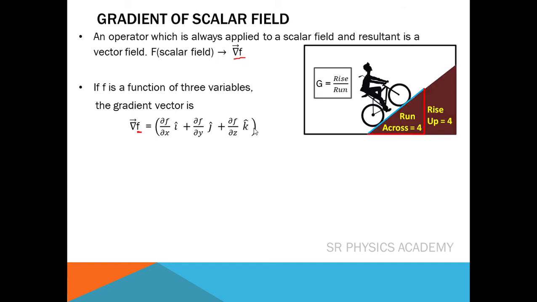So let us take this example here. The gradient tells how much something changes. What is the meaning of this? The gradient tells, in a simple example, how much something changes as you move from one point to another.